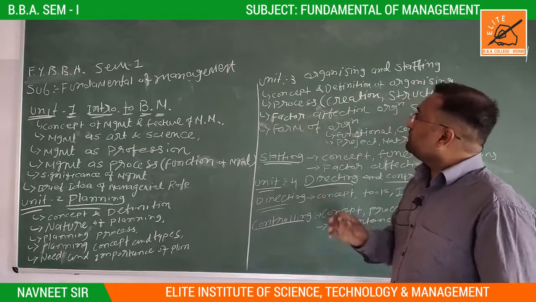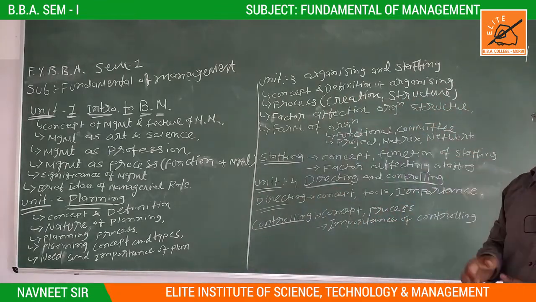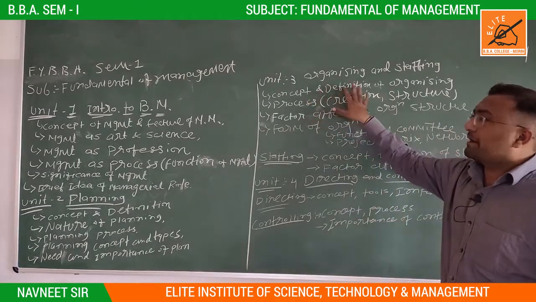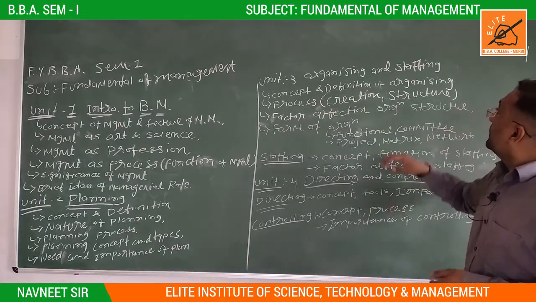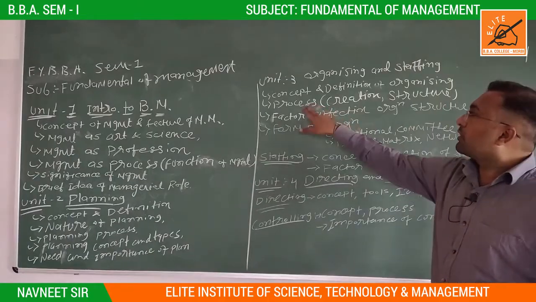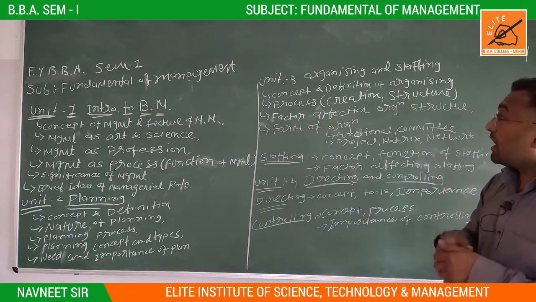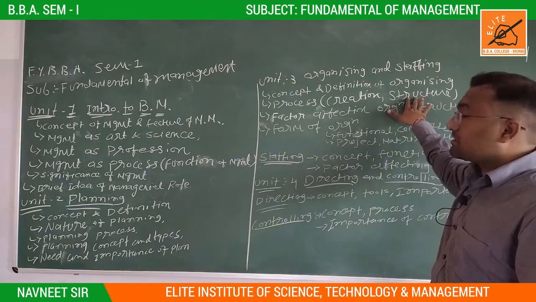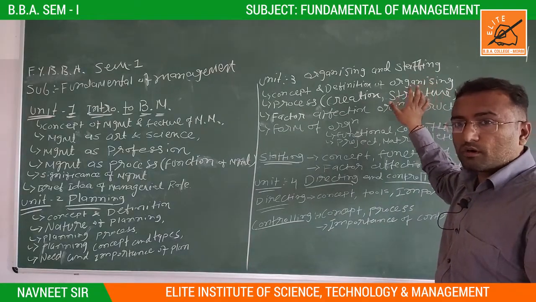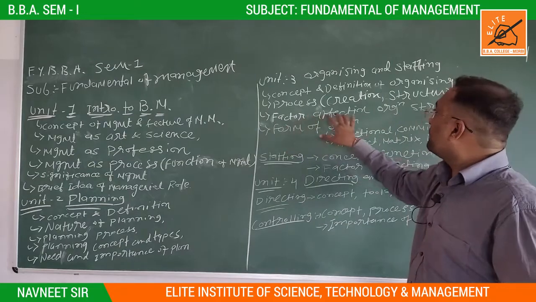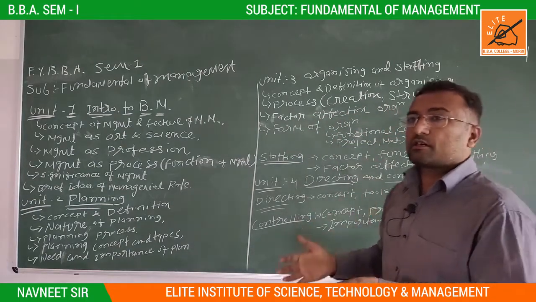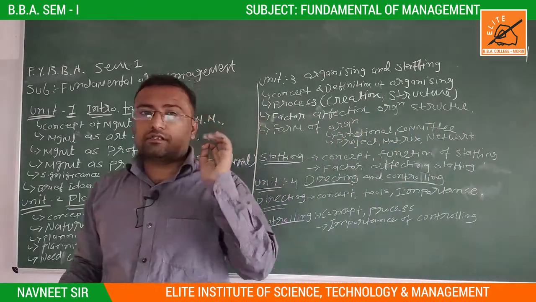And then unit 3, organizing and staffing. In organizing, we have to see the concept and definition of organizing. Then we have to look at the process of organizing, how we create an organization. Then what are the structures of organization. Then factors affecting organization structure. What are the factors that affect the organization structure?